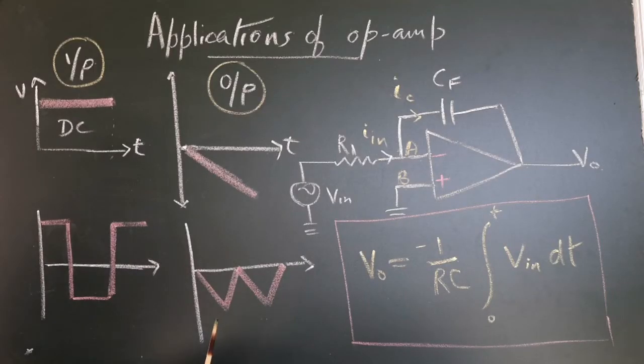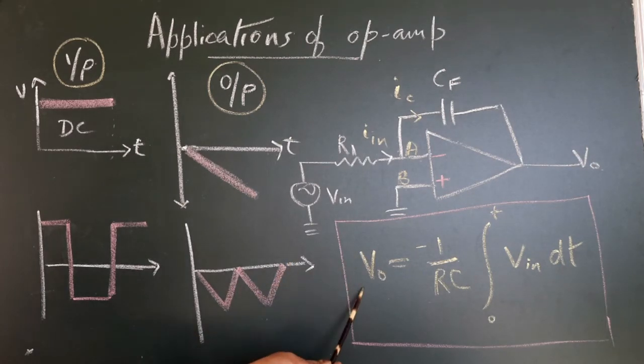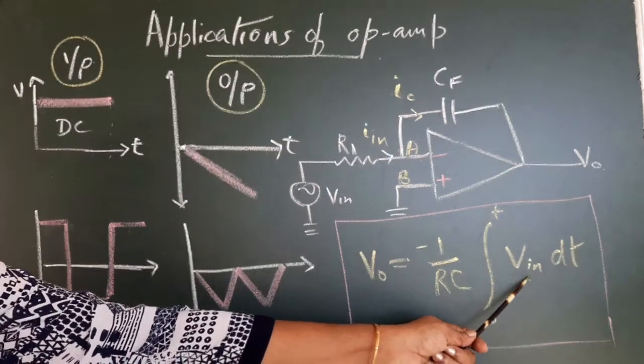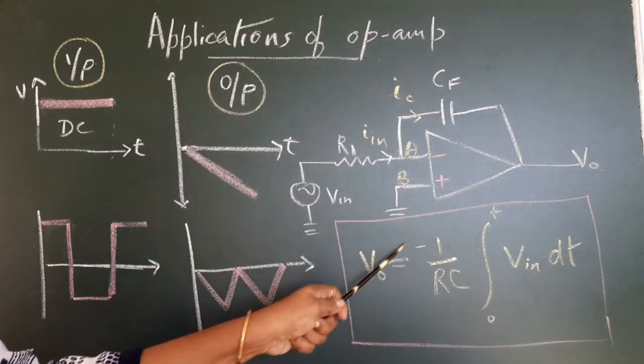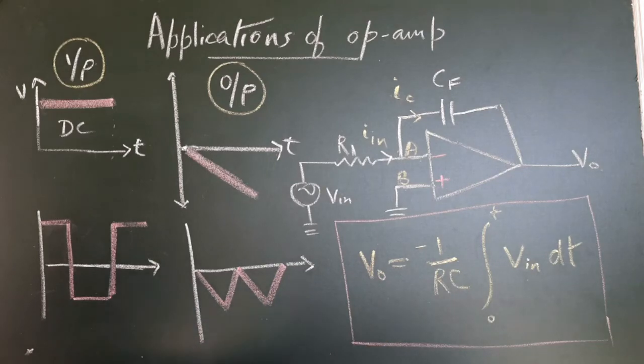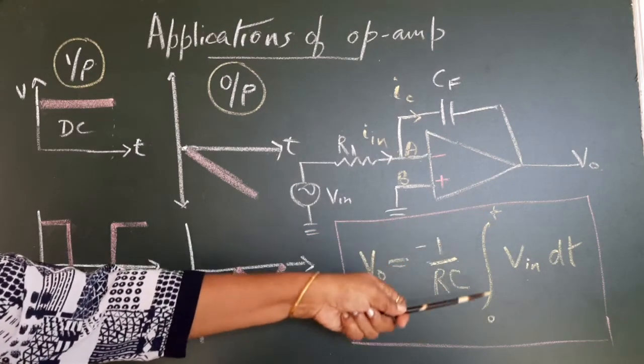Before we conclude this integrator circuit, let us just sum up. The output voltage will be proportional to the integral of the input voltage, and there will be a scaling factor of minus 1 by RC. The integration will depend on the time 0 to t.